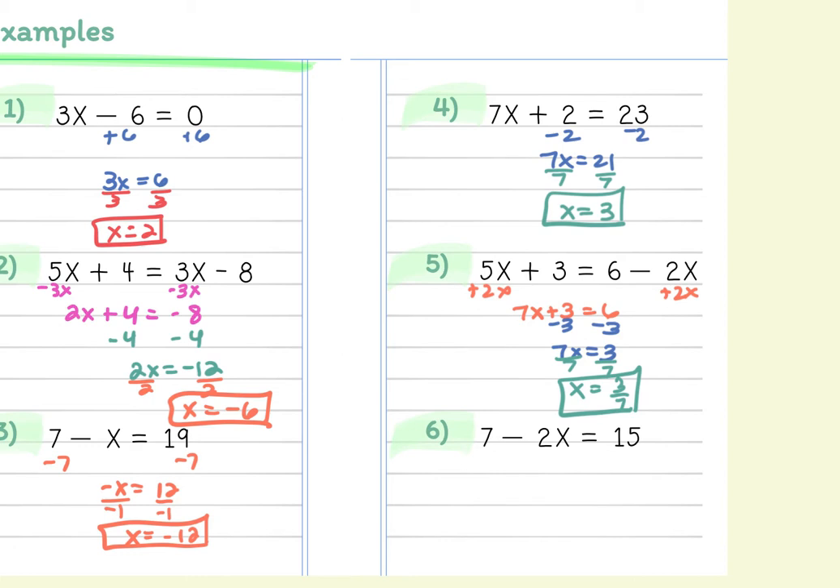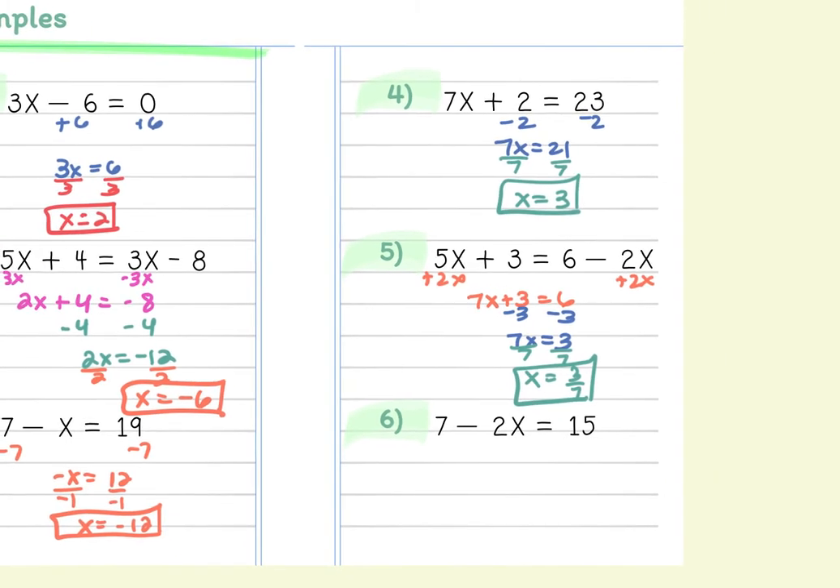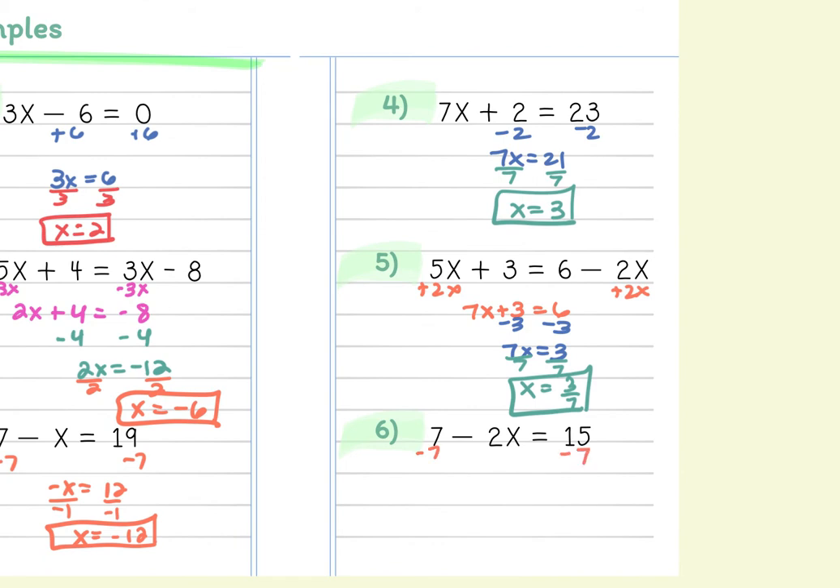It could be improper or it could be in mixed number form, but you just want to make sure it's simplified. All right, and then the last one here, I could subtract the 7, and I get negative 2x equals 8, and then divide both sides by negative 2, and x equals negative 4.